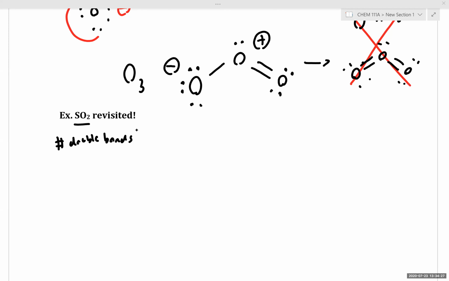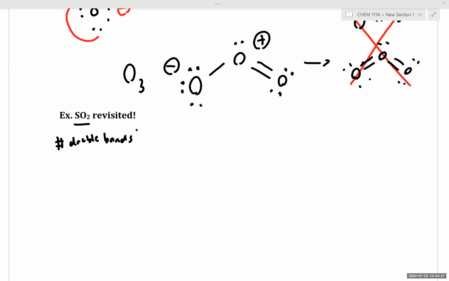Where do we place our last 2 electrons? Xenon, yep. We place our last 2 electrons on xenon, and xenon has the maximum allowed amount of 12 surrounding electrons. 2, 4, 6, 8, 10, 12. Xenon has 12 surrounding electrons currently, and we've used up all of our electrons. Now let's check formal charges.